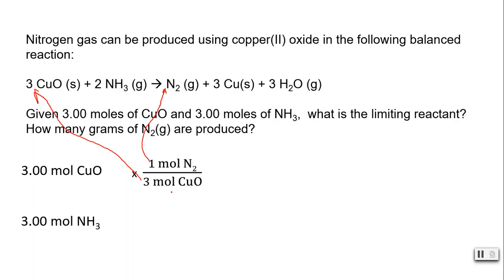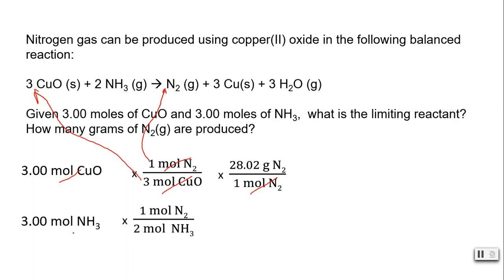We write that conversion factor so that our mole units cancel. So we're left with moles of N2 in the numerator. We need to get to grams of N2, so we're going to use the molar mass of N2. So the molar mass, or the atomic mass of nitrogen multiplied by 2. We write that so that our mole units cancel, and we're left with grams of nitrogen. So that's the setup that we would do for the first calculation, or for the first reactant, to determine how much nitrogen gas is produced.